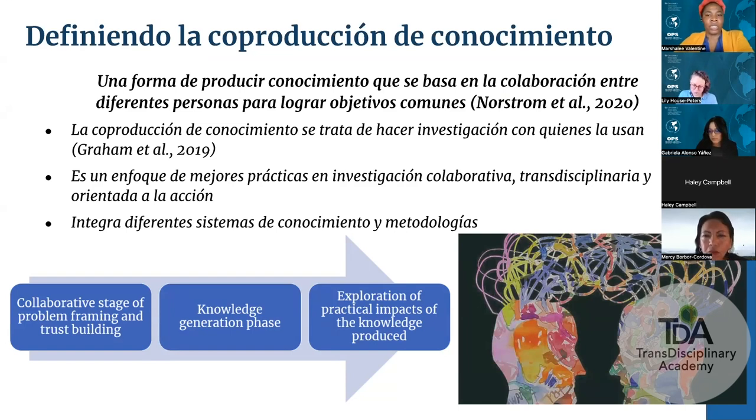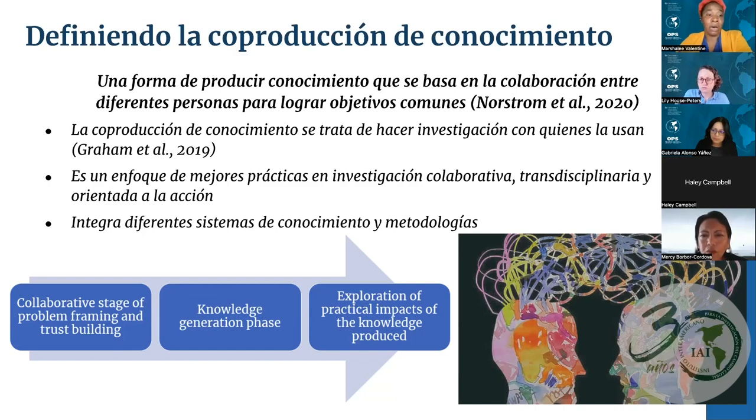The knowledge co-production process is a collaborative process, as we will keep reiterating today, meaning it has engagement across domains and disciplines, and it takes into consideration different methods for the success of sustainability research. You'll see that throughout the co-production process we move from collaboration to framing the problem to knowledge generation and exploration of practical impacts for individuals or stakeholders who are affected.